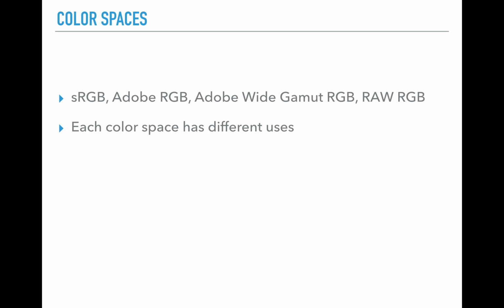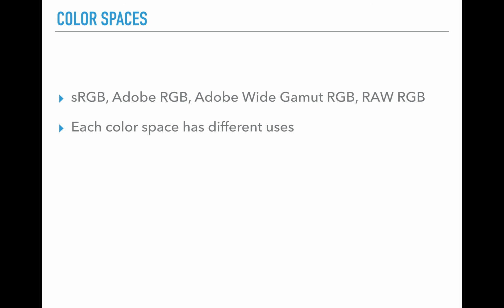Adobe Wide Gamut RGB is just as the name implies, it's just a little bit wider, and this one actually covers about 77.6% of all visible color, which is about 20% higher than either sRGB or Adobe RGB. And finally, we have raw RGB, which is basically capturing a large quantity of information that is then transformed into a different color space. And the reason we would use that is just to have a little bit more flexibility as the creator.